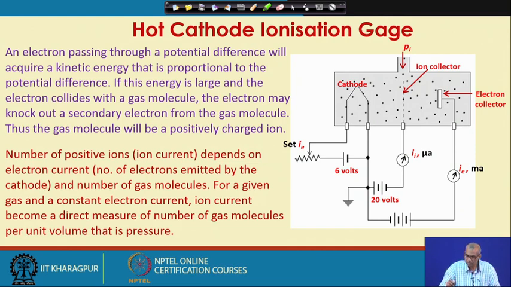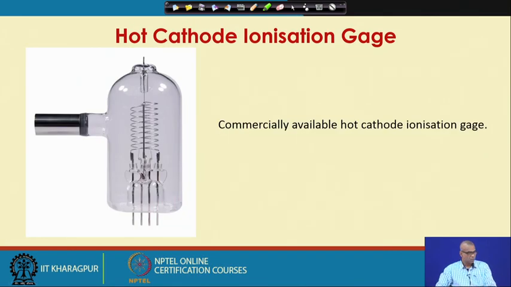So, typically this is around 6 volt and this is around 20 volt. This is a photograph of a commercially available hot cathode ionization gauge.